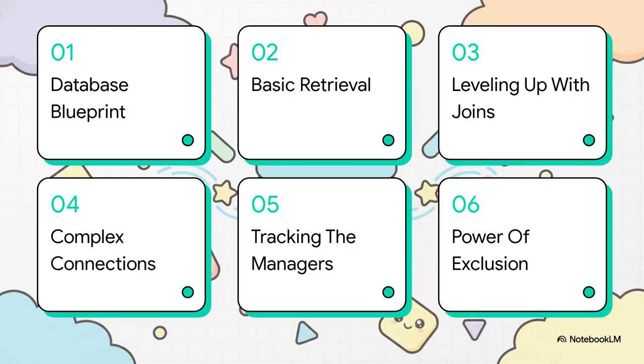So, here's our roadmap for this investigation. First, the employee database blueprint. Then, basic retrieval, leveling up with joins, complex multi-table connections, tracking down the managers, and finally, the power of exclusion.